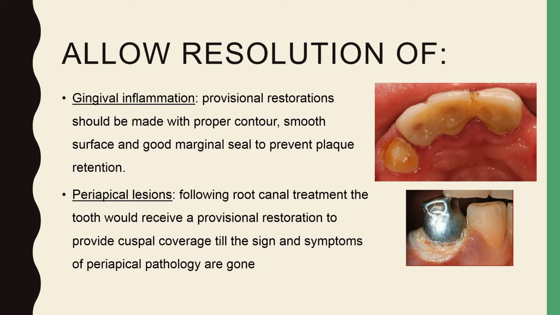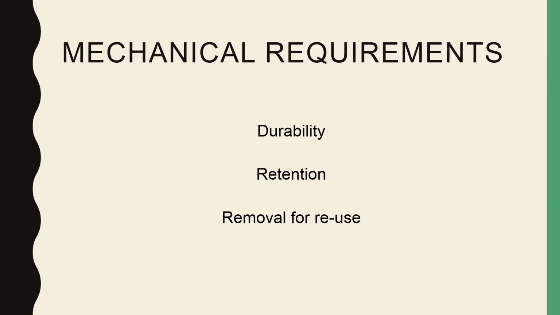Following root canal treatment, the tooth would receive a provisional restoration to provide cuspal coverage till the signs and symptoms of periapical pathology are gone. No definitive restoration should be placed while there is active disease. There are three mechanical requirements for any provisional restoration, which are durability, retention, and ease of removal for reuse.